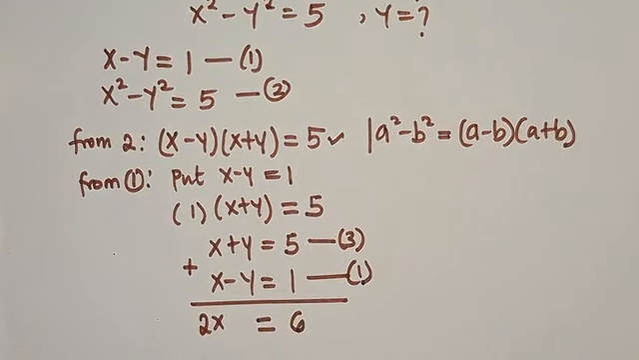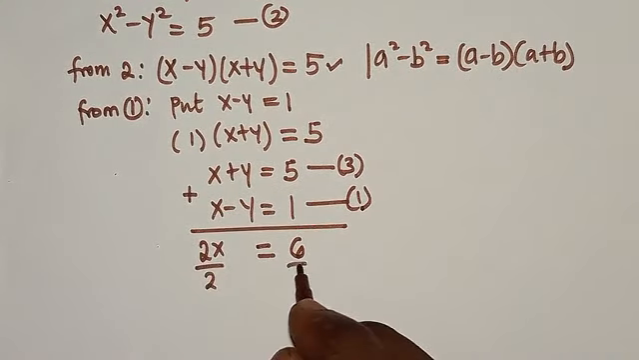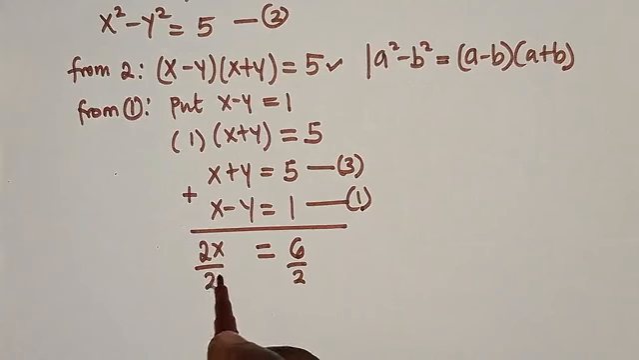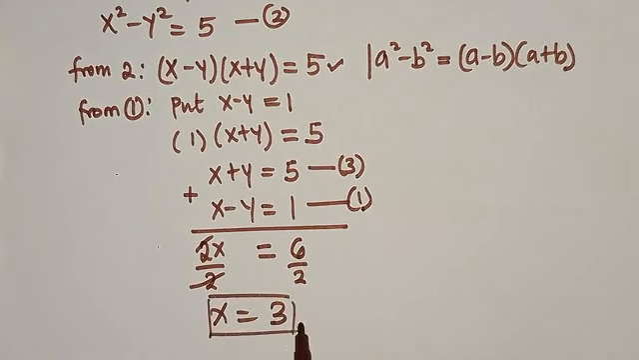So now from here, we try to divide through by 2. So this cancels this, we have x equals 3. So now if x equals 3, it means we have one of the solutions to be x equals 3.